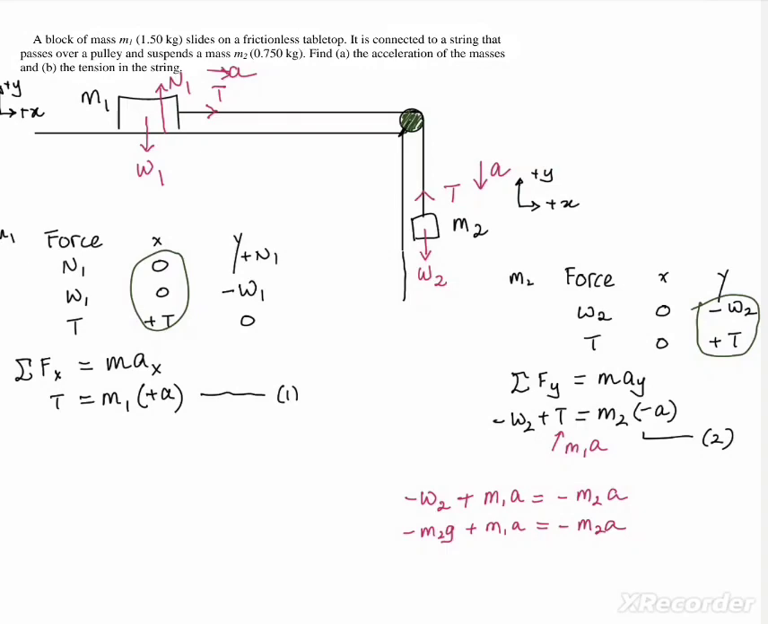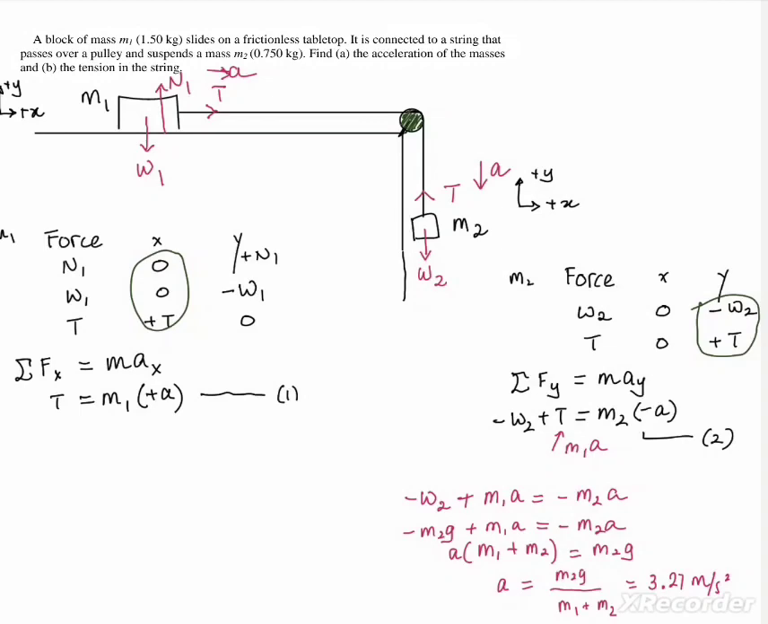So let's isolate our a values. So we have m1 plus m2, because I'm taking the m2 to the left hand side, and then I'm taking the negative m2g to the right hand side, so that becomes m2g positive. So dividing by m1 plus m2, we have m2g divided by m1 plus m2. Now if you plug in the values for m1 and m2, you should get 3.27 meters per second squared. So that is the acceleration. So that is part A.